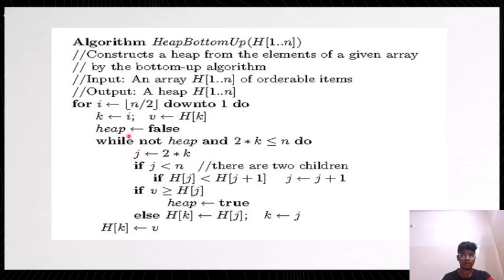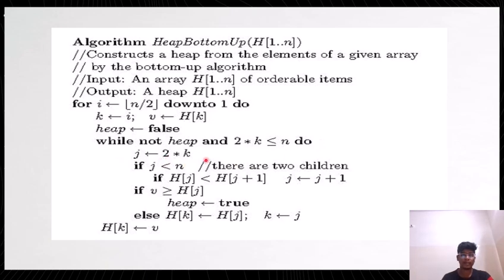Next line, k equals i, v equals H[k]. This initializes k as the current node index, where v stores the value at index k for later use. heap equals false. Heap is a flag indicating whether the subtree rooted at k satisfies the heap condition. While not heap and 2 times k is less than or equal to n do, this line will help in continuing while the node has at least one child, which is the left child, and the subtree isn't a heap yet.